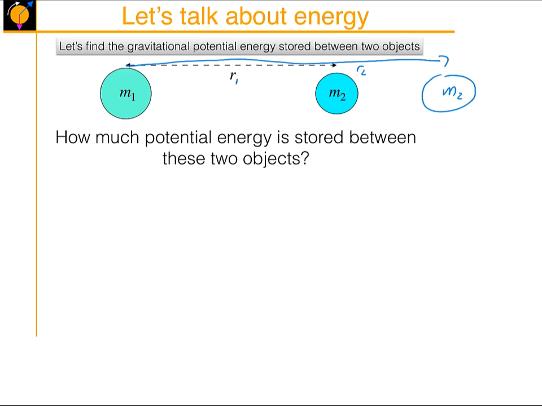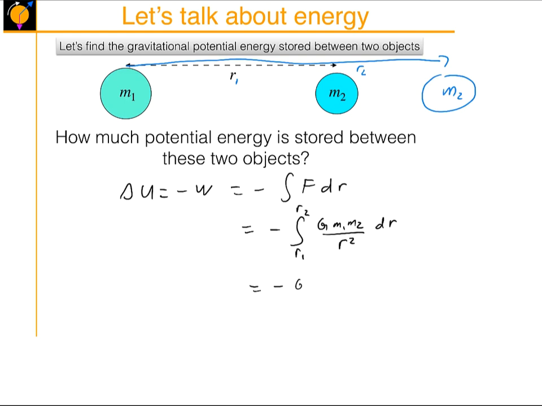And what we're going to do is use the definition that the change in potential energy is minus the work to move the objects. So what is the work done? Our general definition for the work is the integral of the force over a displacement. In this case, we're displacing r. So what is the force between these two objects? It's G m1 m2 over r squared. That's the force of gravity between the two of them. And we're integrating between the initial position r1 and the final position r2.